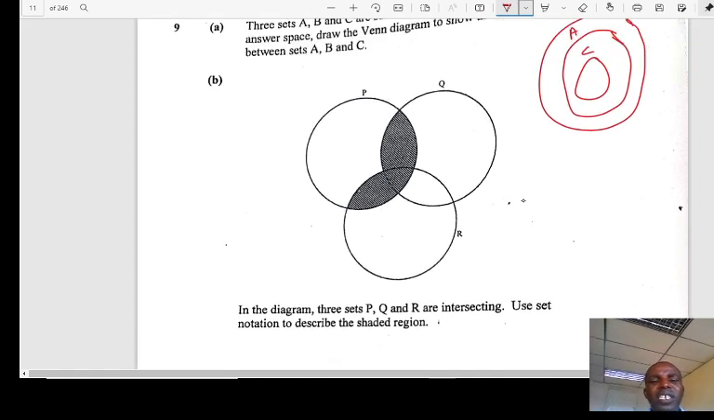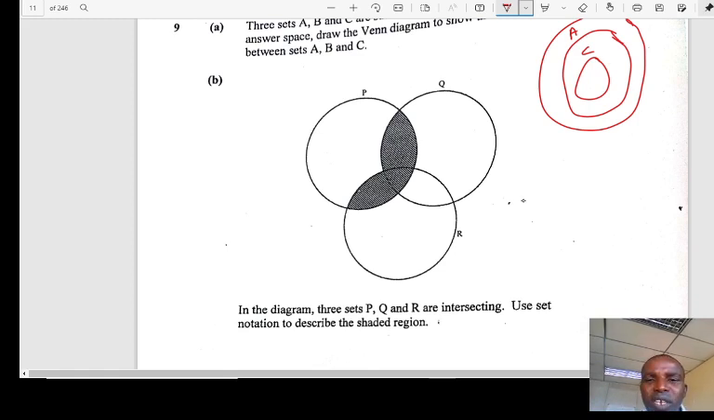In the diagram, 3 sets P, Q, R are intersecting. Use set notation to describe the shaded region. If you look closely, you have Q and R. So it's like everything in Q and R combined with things that are in P, or elements of P.